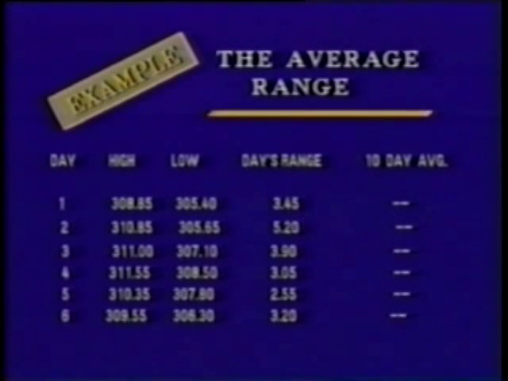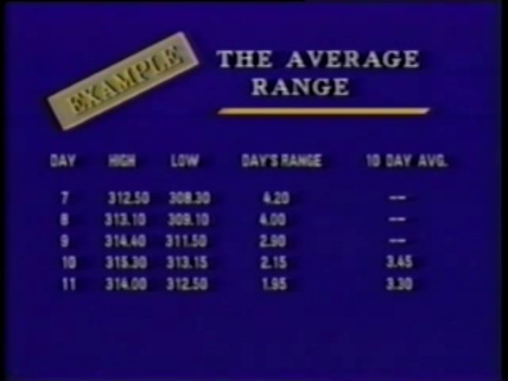Here we have an example of 10 days of highs, lows, and the day's range for each day. The prices I've selected here are in the S&P 500. As you can see in the column on the right, the 10-day average is not calculated until you have 10 days of data. So you add up the 10, you divide by 10, and you have your average.